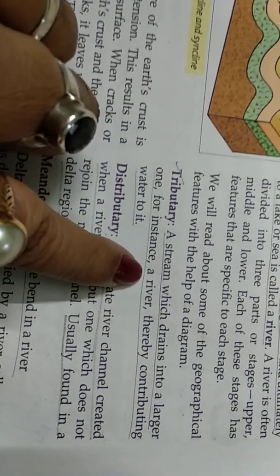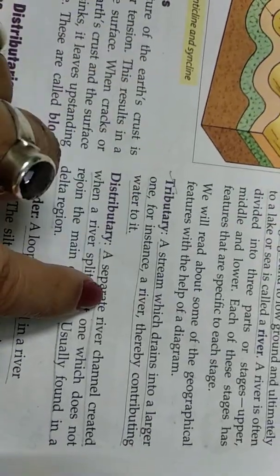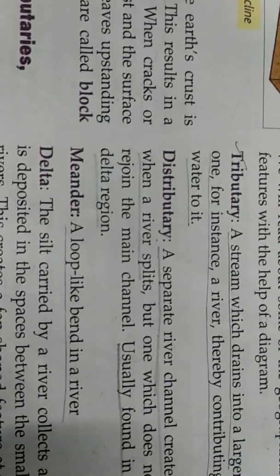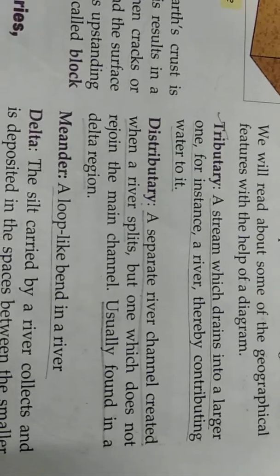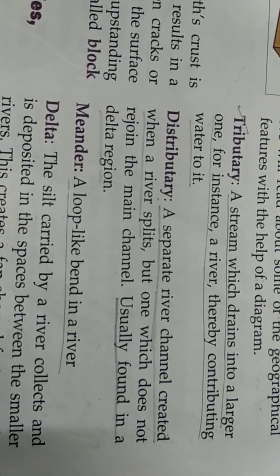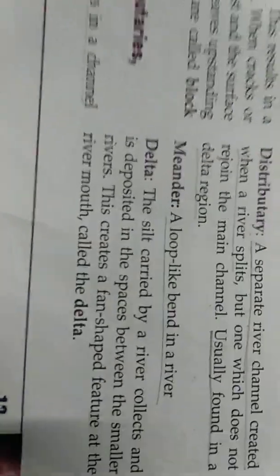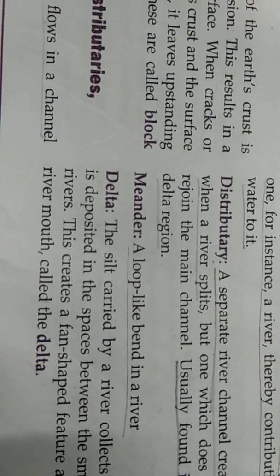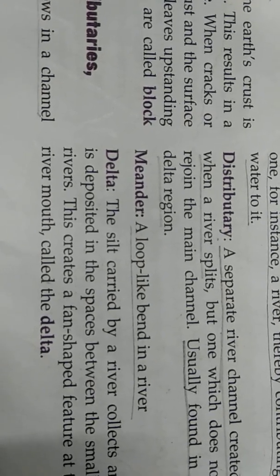It is flowing, and if there is one more river coming and joining, that is known as a tributary. And distributaries are when separate rivers or channels are created as a river splits. The river is flowing and it is splitting into two different rivers, but which do not rejoin the main channel. Usually this happens in the delta region, where the river takes different distributaries and they go and meet the sea. Meander is a loop-like bend in the river.